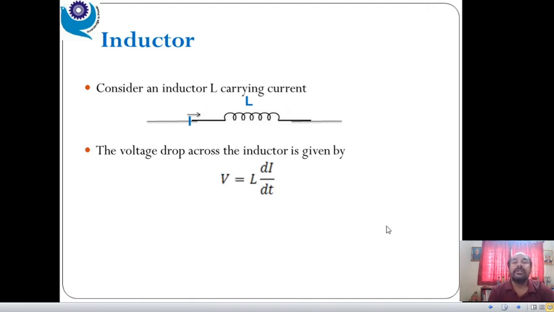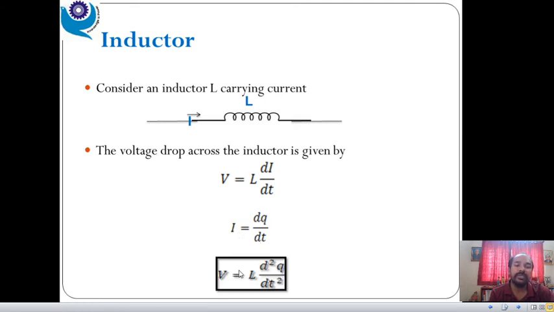Then consider an inductor L with current I flowing through it. The voltage drop across the inductor is given by V is equal to L di by dt. Similarly, I is equal to dq by dt, which we know. Putting this in, we get V is equal to L d square Q by dt square. In this way, we can calculate the voltage drop across the inductor mathematically.